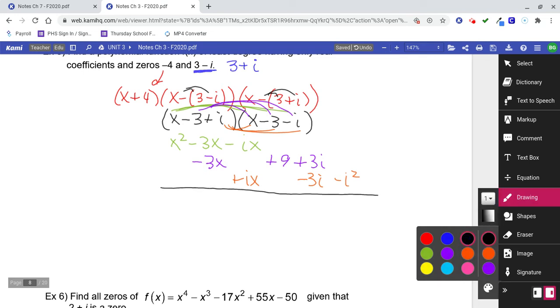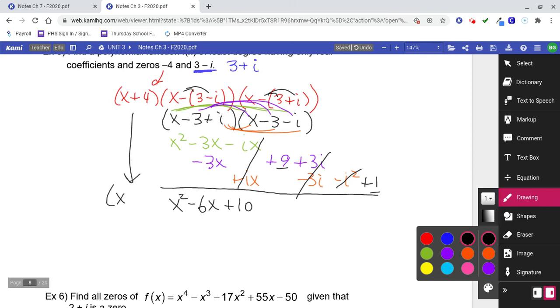But let's check out what happens. The ix's are going to cancel out. The 3i's are going to cancel out. Minus i squared is minus -1, so that's plus 1. I've got 9 plus 1 is 10 right there. So you've got, clean it up, x squared minus 6x plus 10.